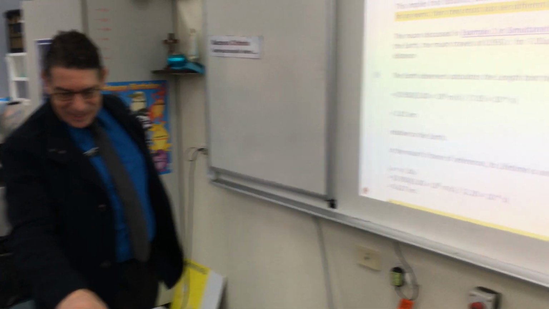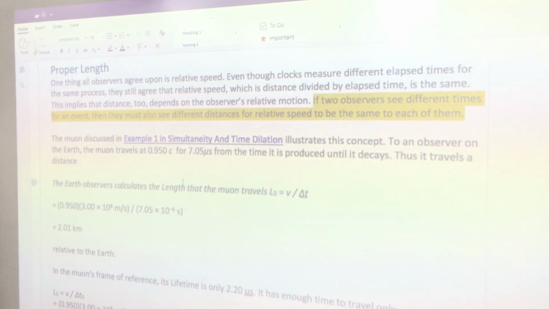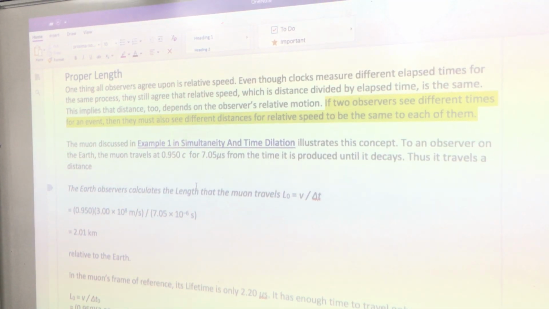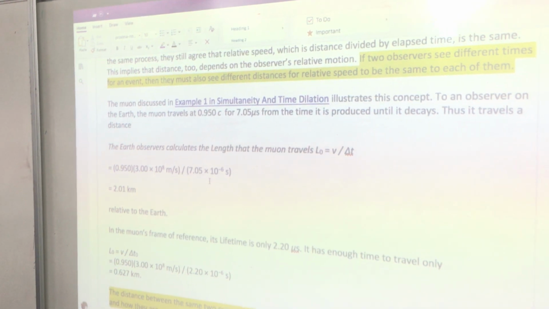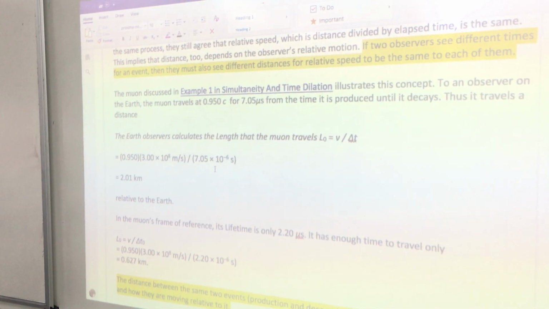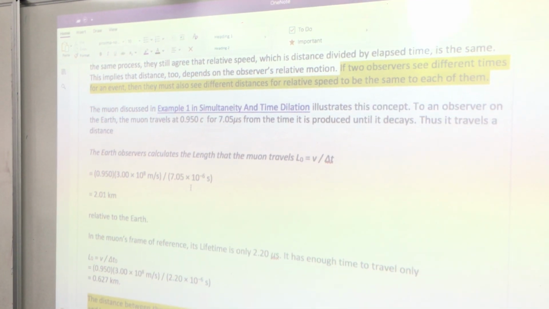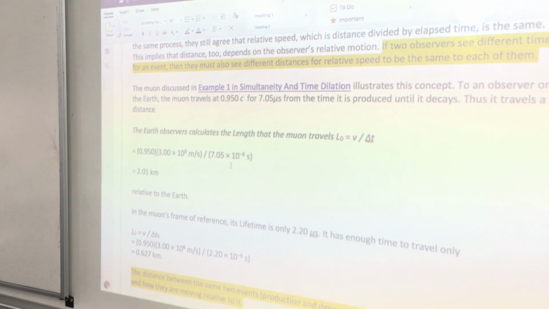So if two observers see different times for an event, they must also see different distances for the relative speed to be the same for each of those, 0.5 c or 0.9 c, whatever it happens to be. So from our muon example yesterday, to an observer on the Earth, the muon is travelling at 0.950 the speed of light. And that takes a time that we measured from the Earth, 7.05 microseconds.